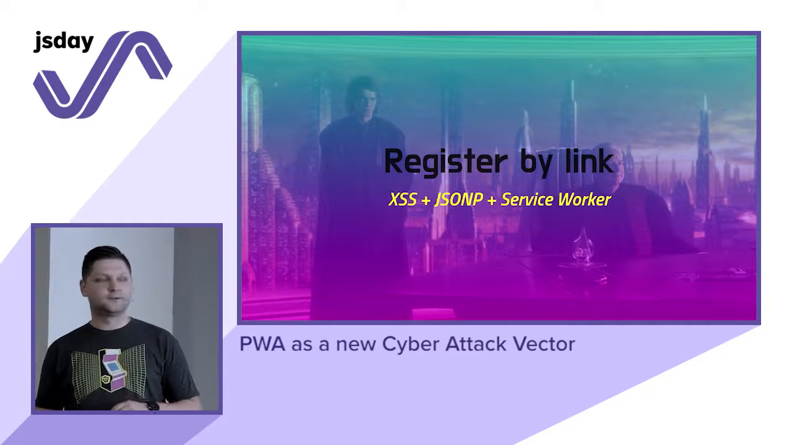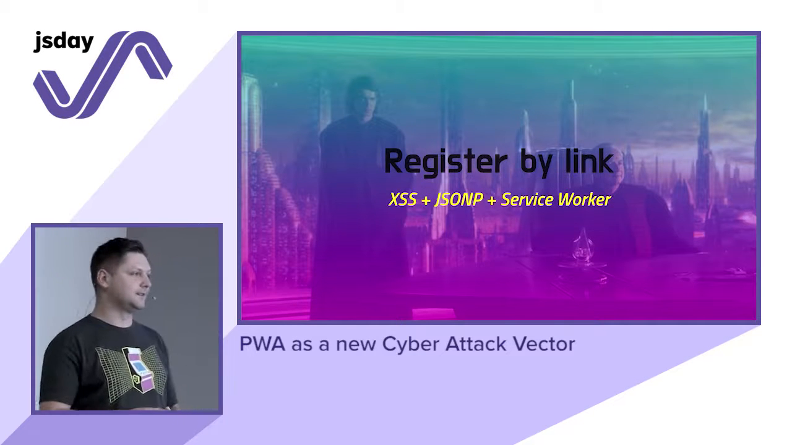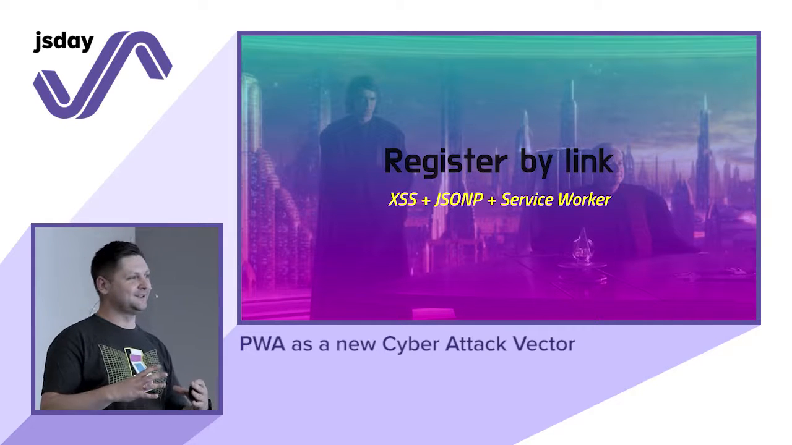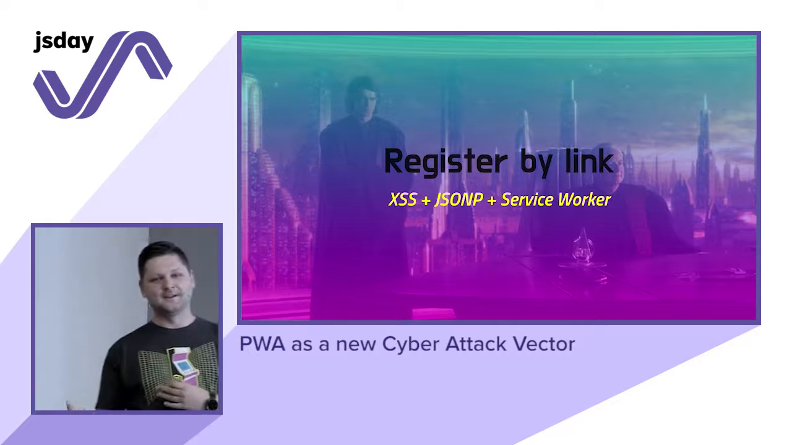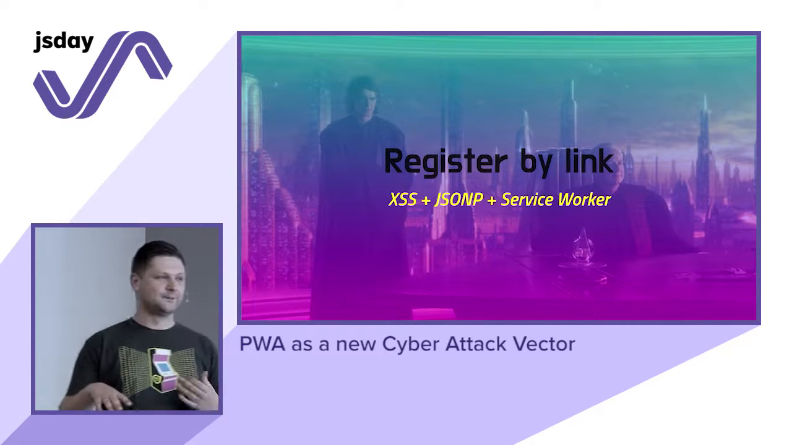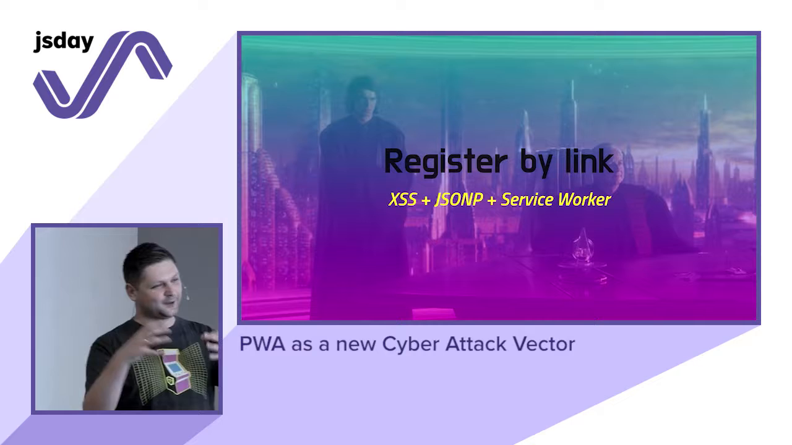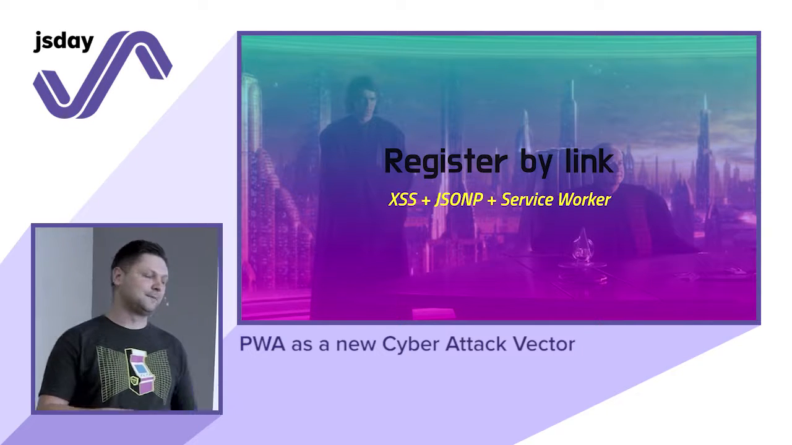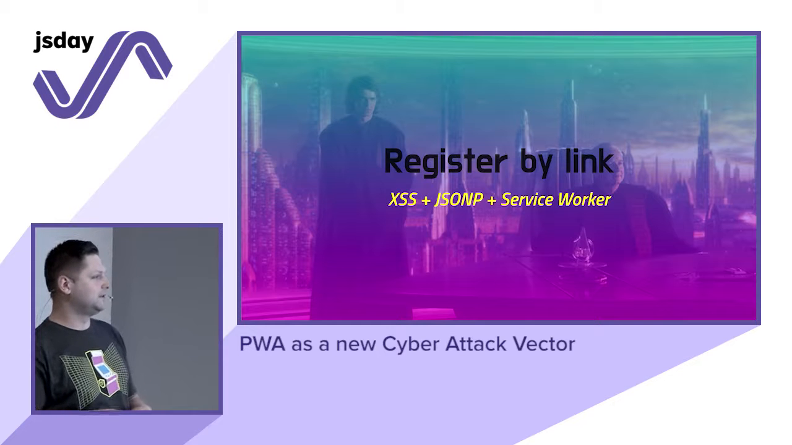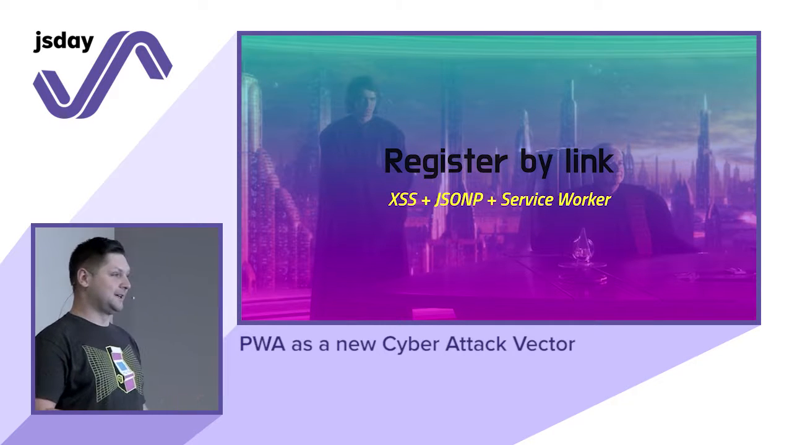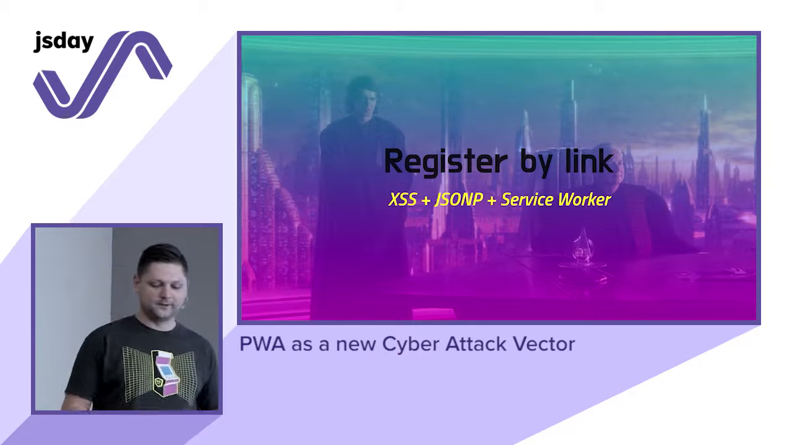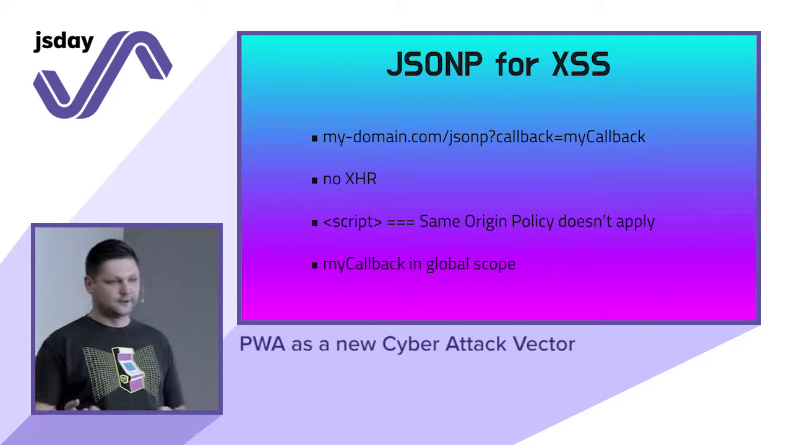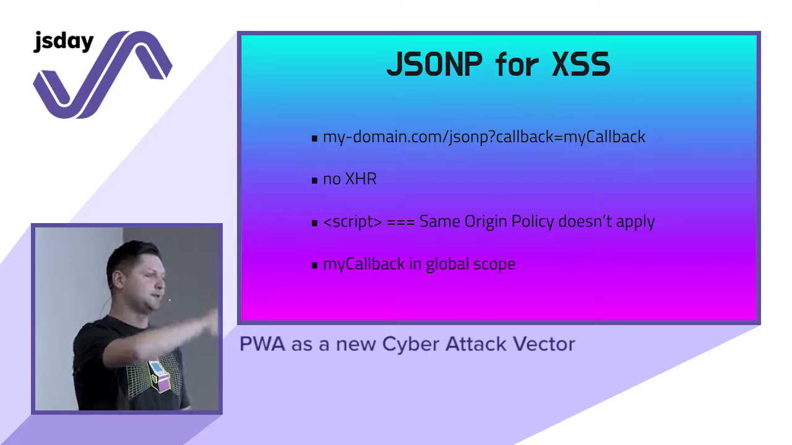So we can, for example, register a service worker by link. The main issue here is XSS, cross-site scripting, where somebody is allowed to execute some scripts on your website. But with the power of a service worker, it could be persistent. It could live for a long time in your browser, nobody knows about it, and it could be executed when the browser is switched off. So with the help of JSON-P, we can register our third-party service worker from another origin.